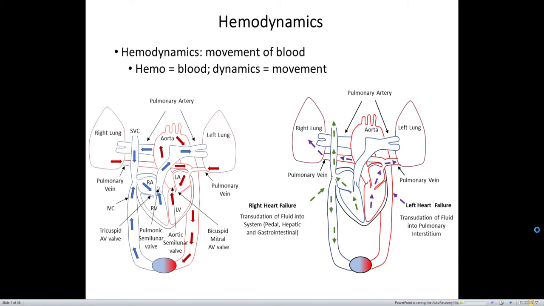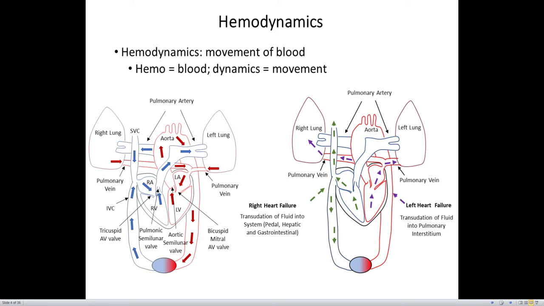If we look at the left side, the purple arrows represent where that pressure will be transmitted if the left heart is failing. So here again, we have poor forward movement and/or backward movement of pressure from the left side of the heart, and it's going to move into the lungs. So the hydrostatic pressure in the pulmonary vessels is going to be increased. That's going to cause pulmonary edema, which we can hear early on as bibasilar crackles.